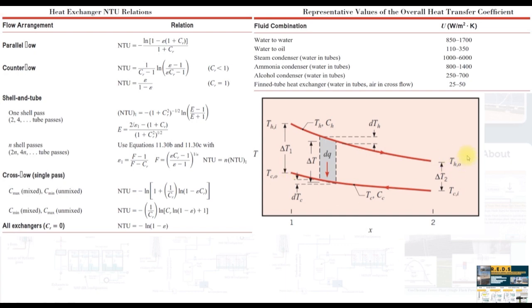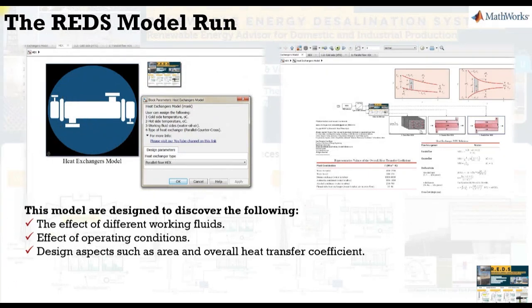In this model, we are going to define some parameters because it's a design model. We are going to discover NTU and the area of the heat exchanger. Therefore, we have to assign the inlet hot stream and inlet cold stream, and we would like to calculate the outlet hot stream and outlet cold stream based on some specific parameters. For such a configuration, we have to study the effect of different working fluids. You can study the effect of operating conditions such as temperatures, and design aspects such as areas and overall heat transfer coefficients. Let's go and see what we can do about that.